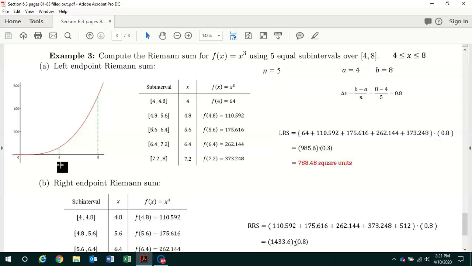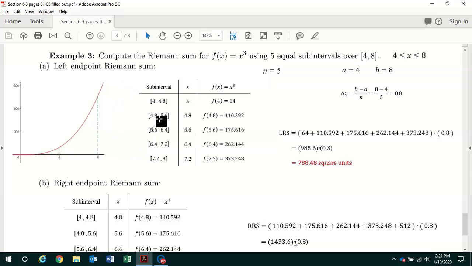So our rectangles, right, the left edge of the first rectangle starts at 4, and when we add 0.8 to that, we get 4.8. So the first rectangle has a base from 4 to 4.8. Then you add 0.8 to that, and you get 5.6. So the second rectangle goes from 4.8 to 5.6. Add 0.8 to that, you get 6.4. And so the third rectangle goes from 5.6 to 6.4. And then continuing in that fashion, you get the subinterval for the fourth rectangle and the subinterval for the fifth rectangle. Alright, so in part A, we're going to do a left endpoint Riemann sum.